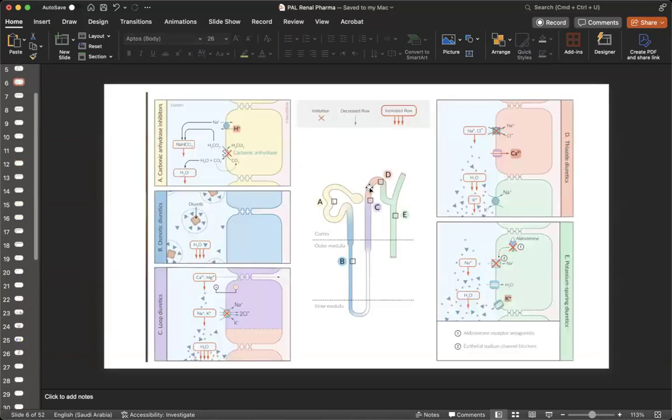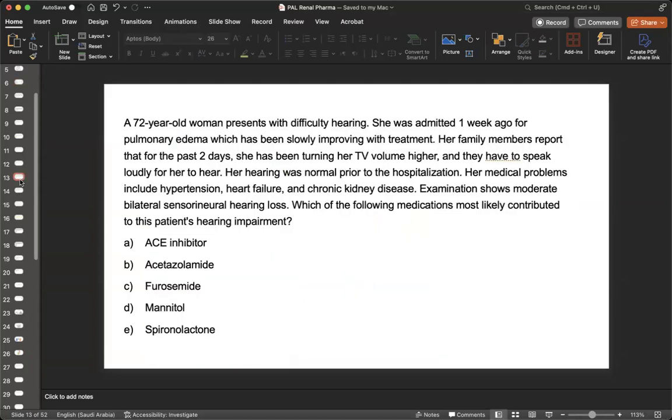Hydrochlorothiazide works in the distal convoluted tubule. It inhibits sodium and chloride channels. It leads to hypercalcemia and hyperglyc. Great. Now, next question.